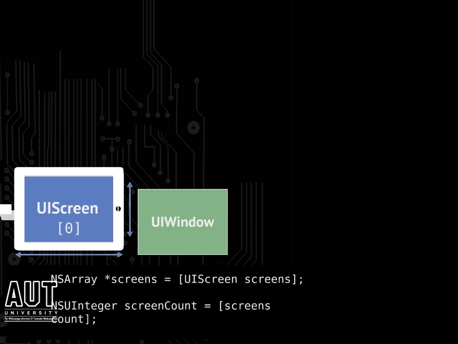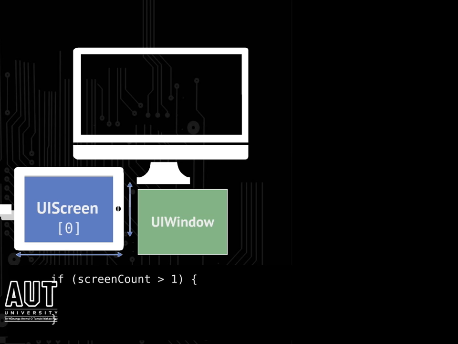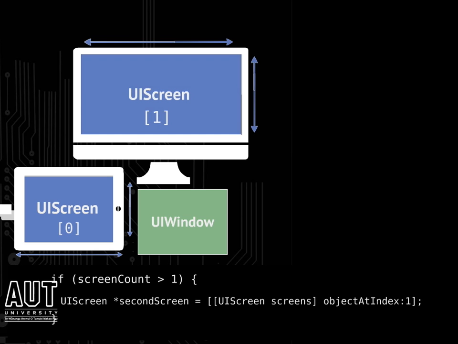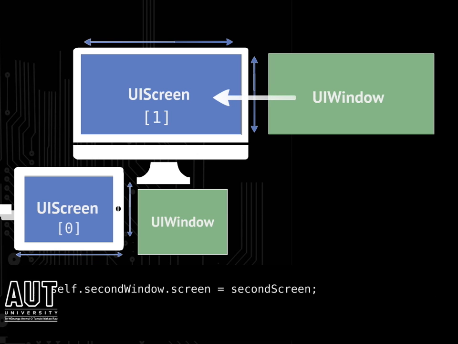You can use the screens class method to return an array containing all of the screens which are attached to the device, where the main screen, the one actually in the iPad or the iPhone, will always be at index 0. If your app detects more than one screen, you can get information about that additional screen object and then create an additional window, using the information about the bounding rectangle and the UIScreen object to create another instance of the UIWindow at the correct size. Then you associate the window with the screen object and show it.